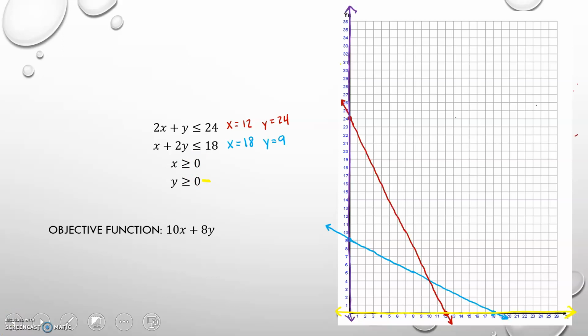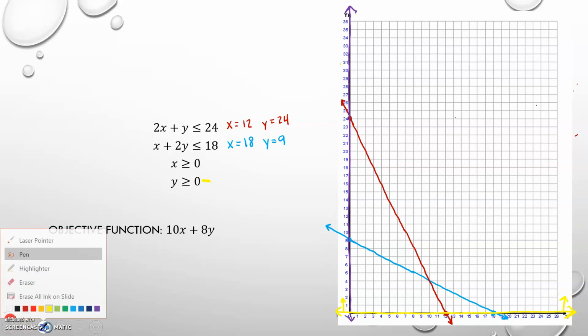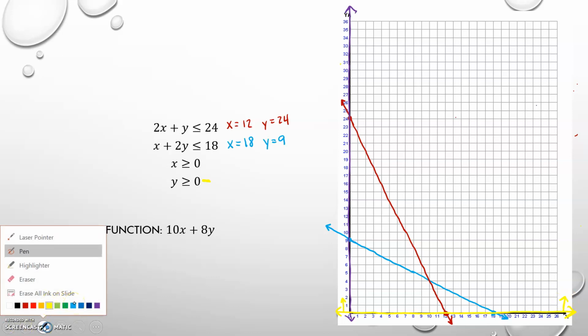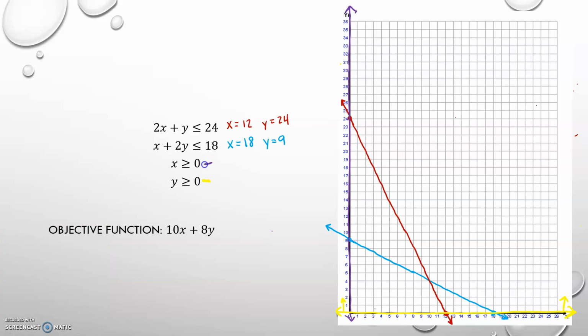I didn't think you'd want to watch me draw all those lines. So for y is greater than or equal to 0, it's going to shade above because I want the positive numbers. For x is greater than or equal to 0, we're going to shade to the right so that, again, we get positive x values. And then for both the other lines, they're going to get shaded below, toward 0, 0.